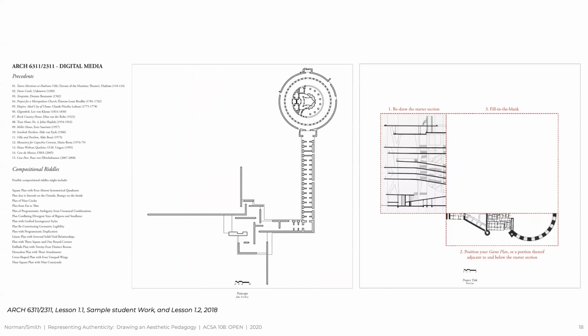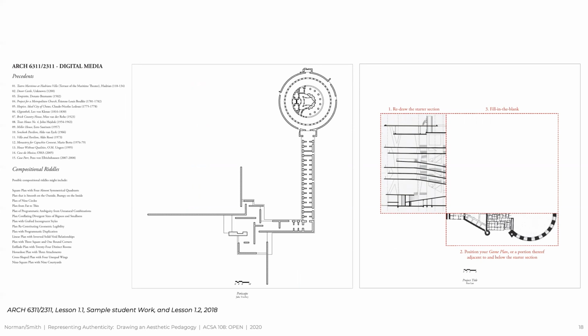Part 4, communication strategies. Strategies for representation ranged in technique between vector and raster-based production methods. The first exercise of the first assignment tasked students to reconstitute plans of given source materials that included 15 precedents spanning 2,000 years of architecture's history.